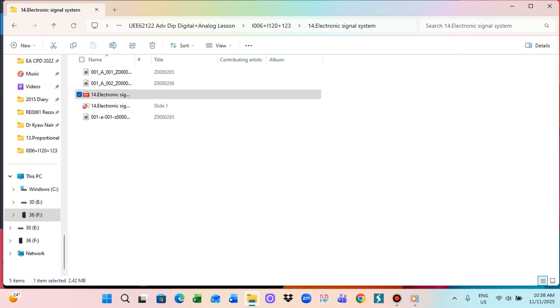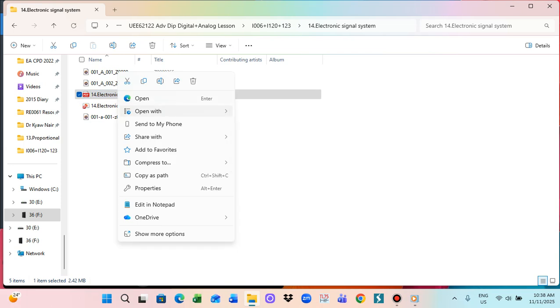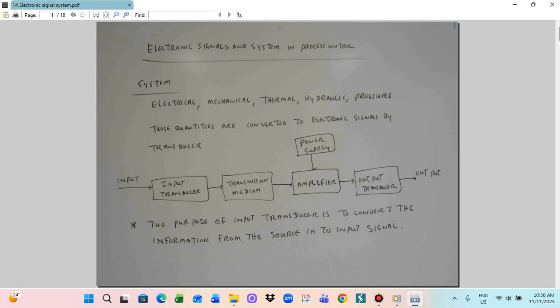Okay, today's topic is electronic signals and systems in the process control system. In the process control system, we use electrical control, mechanical control, hydraulic control, and thermal control systems. Normally the information produced by your system, such as mechanical or thermal information or temperature, is converted to an electrical signal, especially an electronic signal, by the transducer. The transducers convert temperature to an electronic signal as well as pressure to an electronic signal.